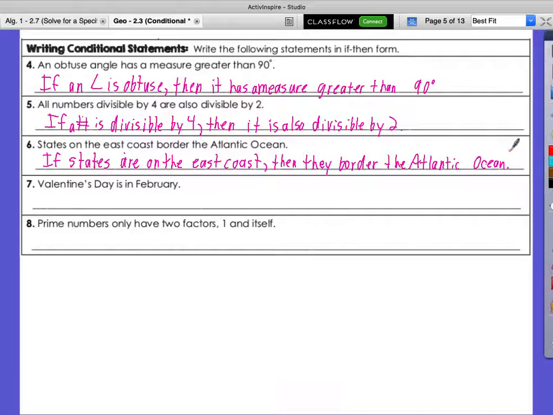Perfect, okay? If it is Valentine's Day, then it is February. You could also say, hey, if it's Valentine's Day, then tomorrow there will be discounted candy. Oh, yeah. Okay. That's the best part. Discounts.